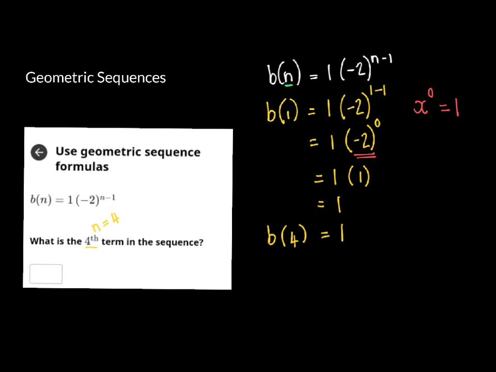We're going to get 1 multiplied by negative 2 to the power of 4 minus 1. This is equal to 1 multiplied by negative 2 to the power of 4 minus 1, which gives us 3. And this is equal to 1 multiplied by negative 2 cubed. That's negative 2 multiplied by itself 3 times, which gives us negative 8. And negative 8 multiplied by 1 gives us negative 8. And that's how we solve these questions, okay?